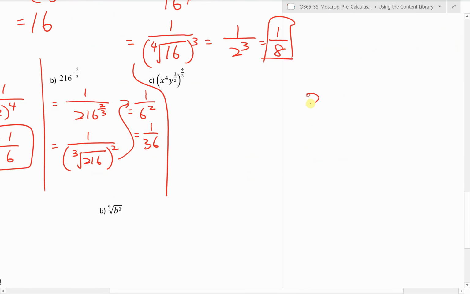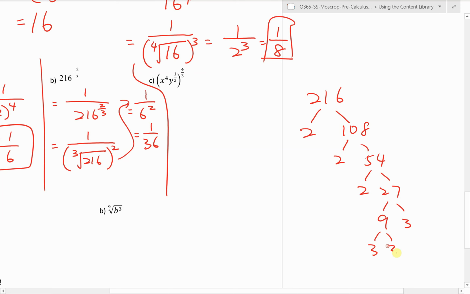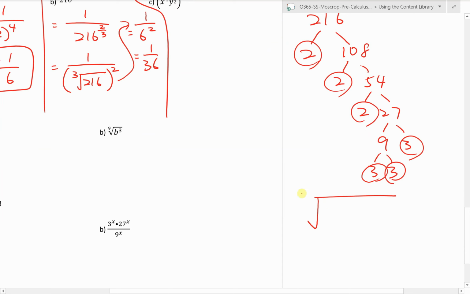If you cannot tell, then you can do prime factorization, and I'll show you that. This is going to be 2 times 108, 2 times 54, 2 times 27, 9 times 3, 3 times 3. So you see that we will have 3 2's and 3 3's. So this is the same thing as 2 times 2 times 2 times 3 times 3 times 3. From the previous lesson, remember, when we're looking for a cube root, we are grouping the same number. We're going to group the same number 3 times, not 2 times.